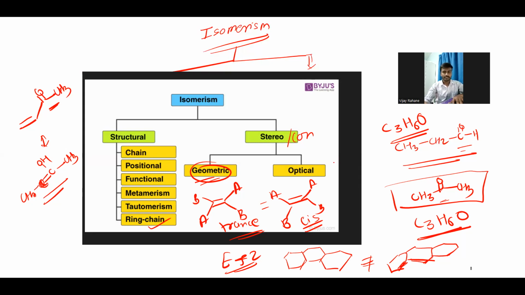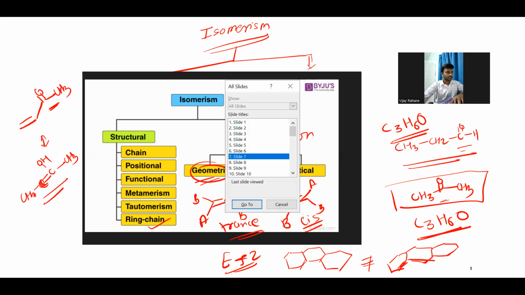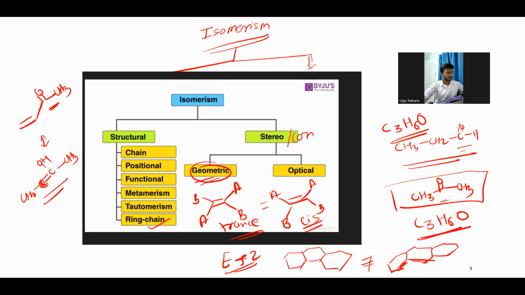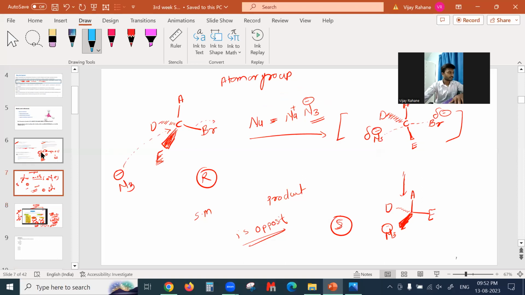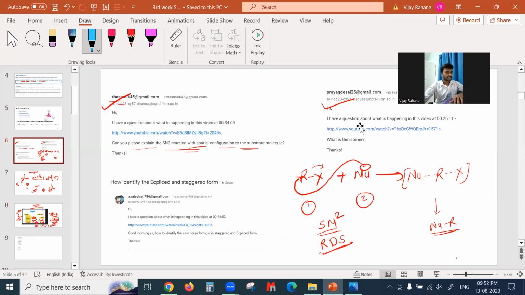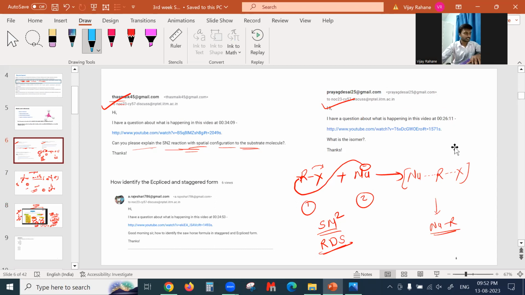And the optical isomer, which we are generally studying now, is R and S. Some compounds have R configuration, some have S configuration. Also in the case of amino acids, we have seen some compounds have D, L nomenclature. So this all comes under optical isomerism. This was the doubt someone asked, what is isomerism? So this is cleared.